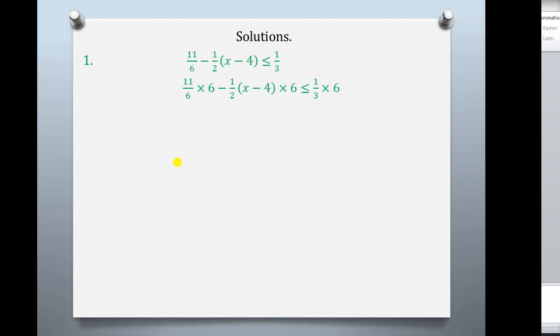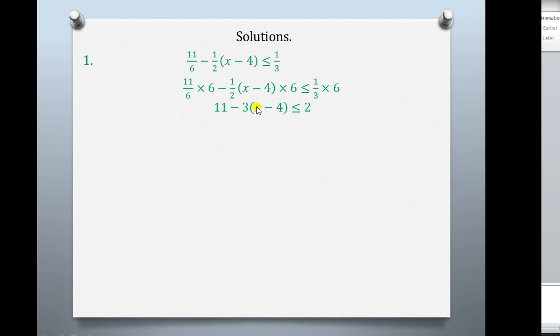So that will give us that next step. So we have this term multiplied by 6, we have the whole of this term multiplied by 6, and we have this term also multiplied by 6. Make sure you multiply each of the terms by the LCM. Then if you reduce 6 and 6, you get 1. So it will be 1 times 11. Then 2 and 6 will give you 3. Then 3 and 6 will give you 2. And that takes us to the next step, which is 11 minus 3 into x minus 4 less or equal to 2.